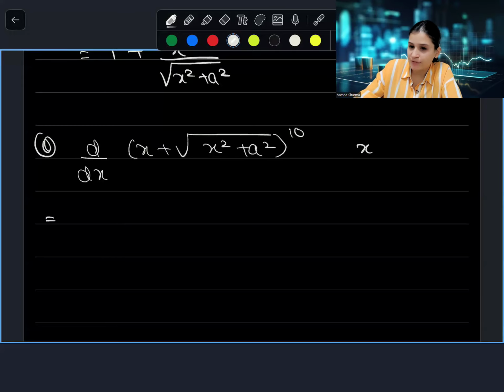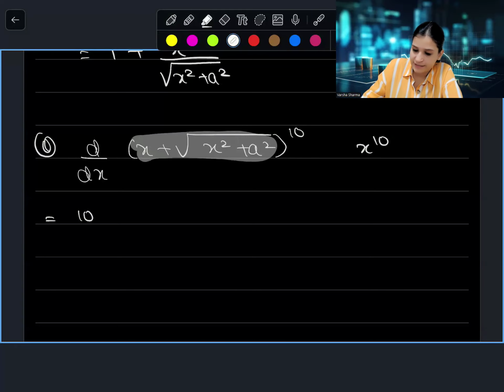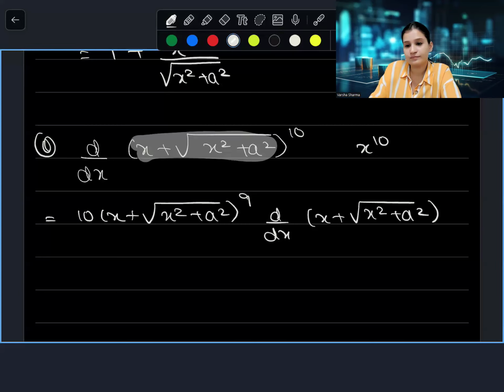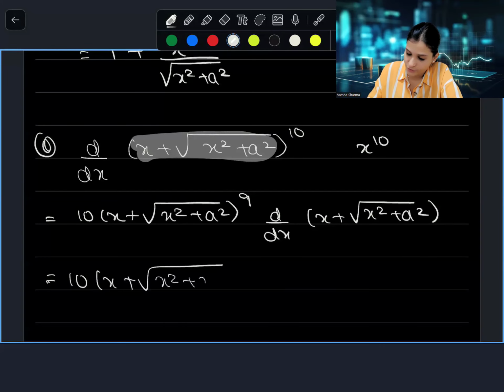First, we'll treat this as x power 10. So it's 10. This entire term is x right now. 10 x to the power 9 into differentiation of the term instead of x. Is this part clear? Now, this is basically the previous question. 10 x plus under root x square plus a square to the power 9. So for x, I'm writing 1 plus.